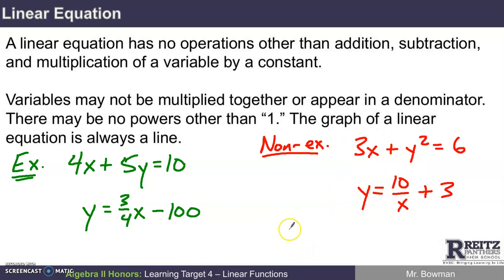Here's one more. 5 plus 2 times x times y equals 0. This isn't linear because of the term right here, 2 times x times y. The multiplication can only be between one variable and one constant. The variables may not be multiplied together.